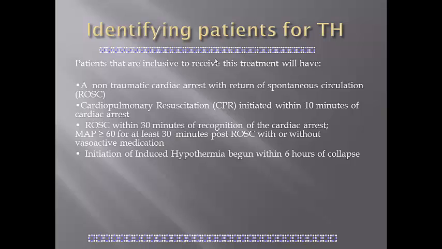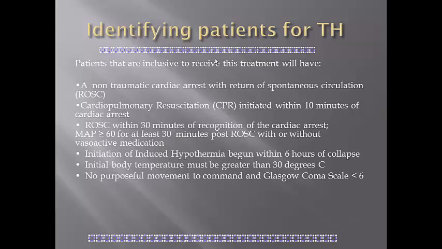Initiation of induced hypothermia begun within 6 hours of collapse. Initial body temperature must be greater than 30 degrees Celsius. No purposeful movement to command, and a Glasgow coma scale less than 6. They also must be greater than the age of 18, and females less than 50 must have a negative urine HCG.